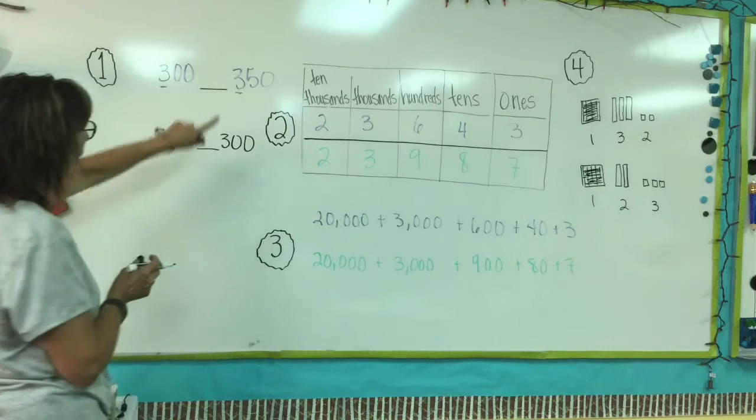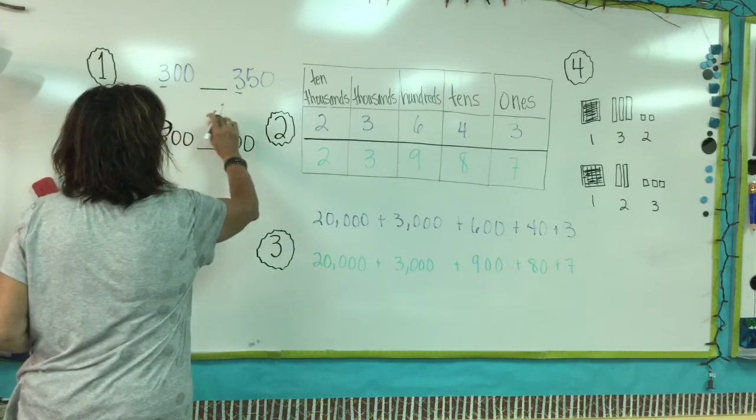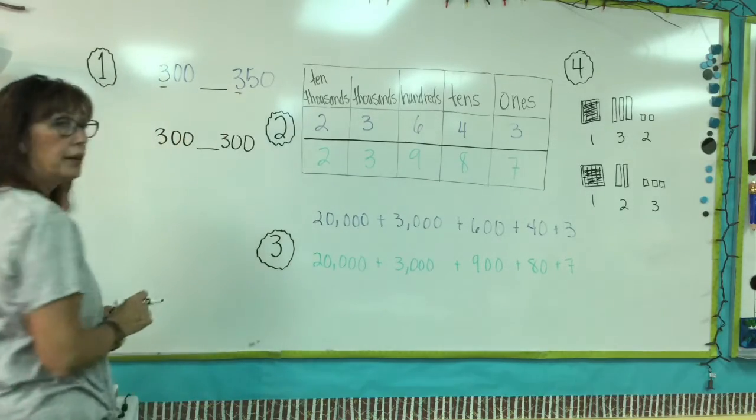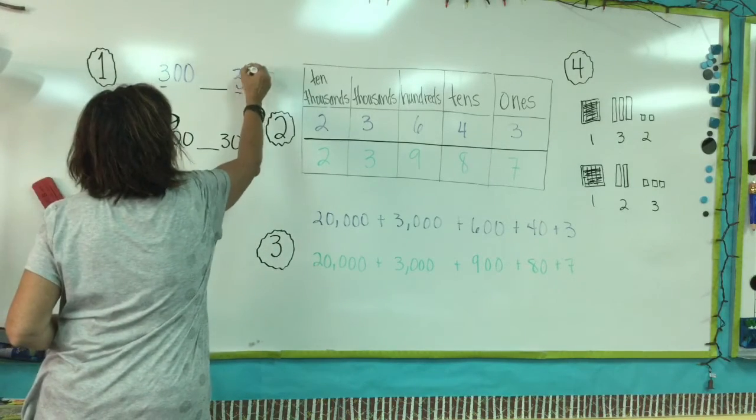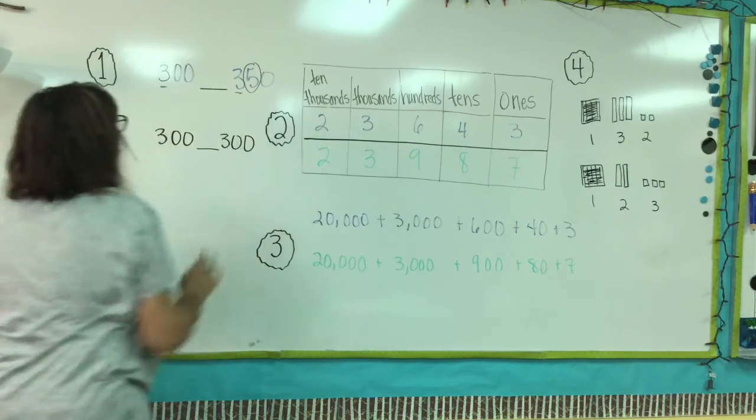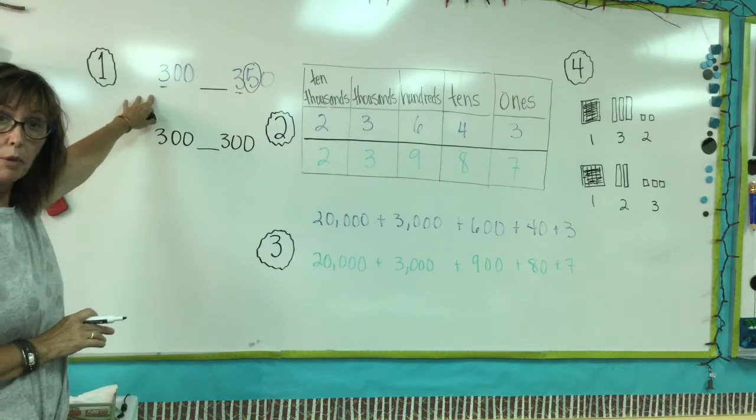We know that the 5 is greater than the 0. So this is 5 tens, the value is 50, and here we have 0 tens. So we know that the value of this number is greater than the value of this number.